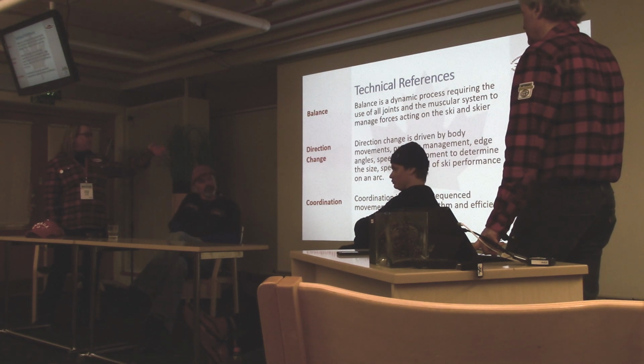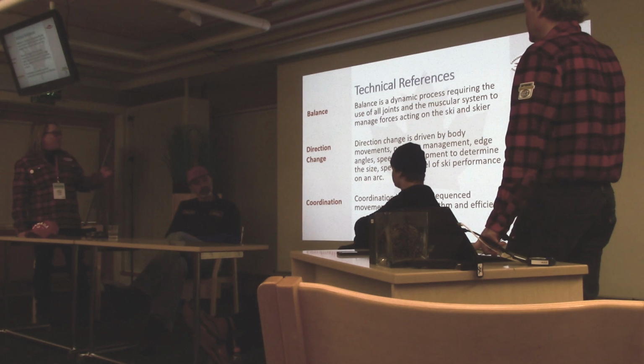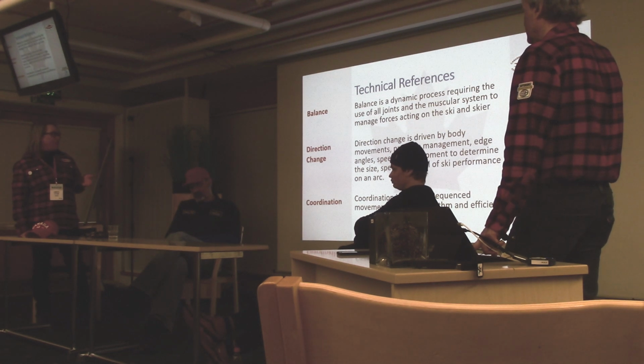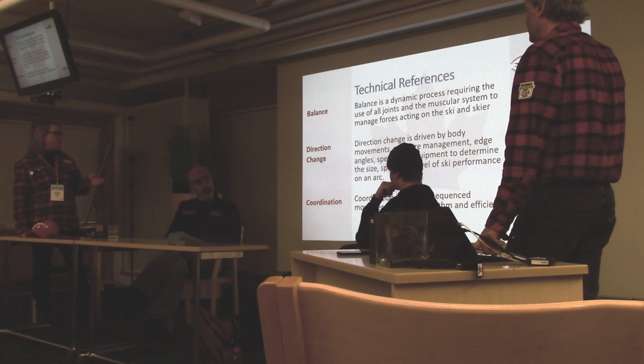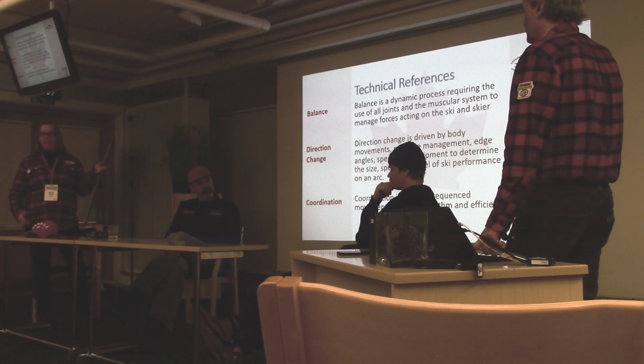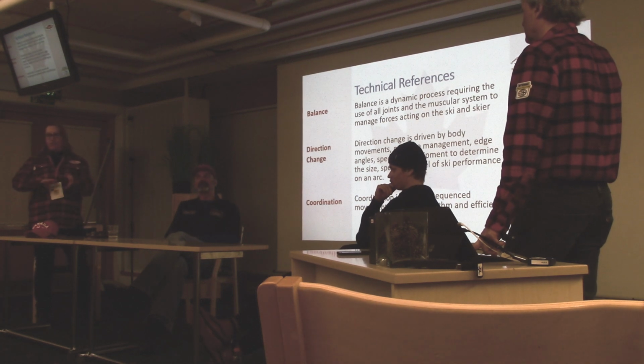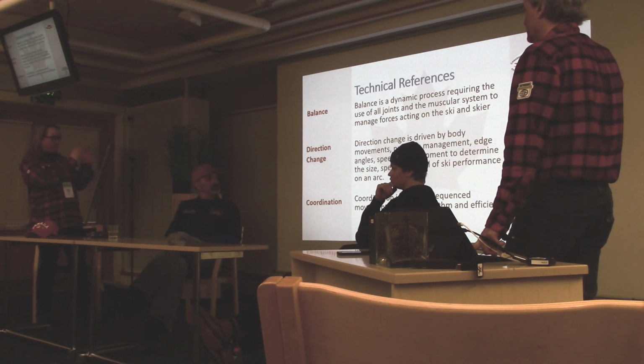So for us, these are the definitions. Balance is a dynamic process requiring the use of all joints and the muscular system to manage forces acting on the ski and the skier. Direction change is driven by body movement, pressure management, edge angle, speed, and equipment to determine the size, speed, and level of ski performance on the arc. Basically, direction change is different skills together, like rotation, or what we used to call pivoting, and all this stuff, and we put it all together into the direction change.